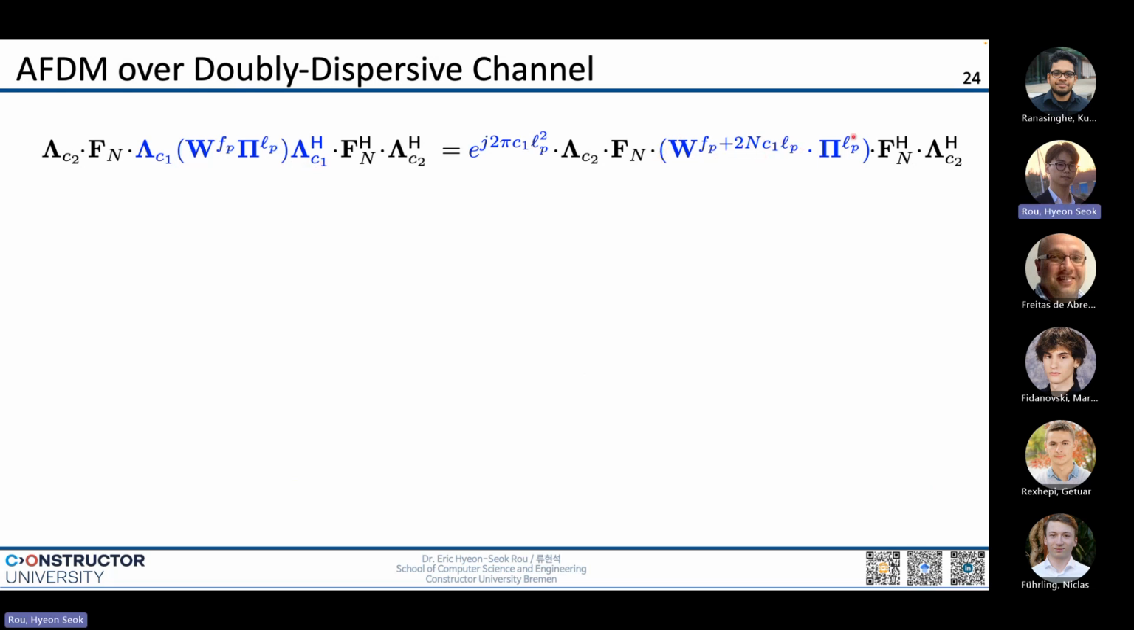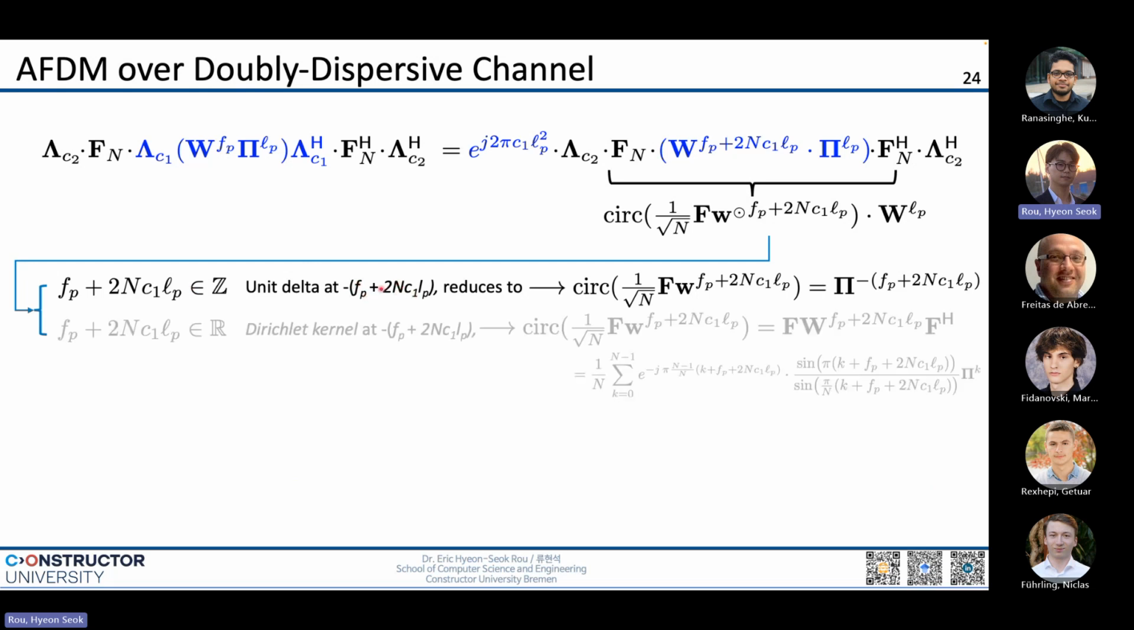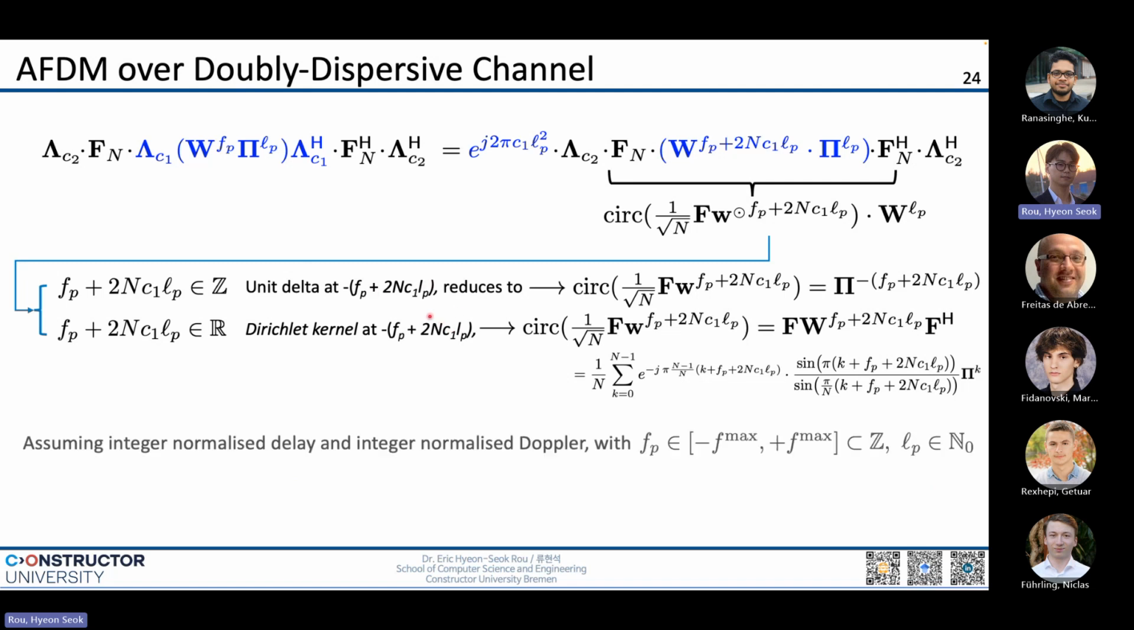And now we want to see the effect of the Fourier conjugation of this exact same thing, which is actually identical to what we saw with the OFDM case, except for this Doppler shearing. So now we have a unit delta for the integer case at minus f plus this shearing term, and the same for the fractional case with the fading leakages around the diagonal, which happens at this factor f of p plus 2n c1 of l p. So now this is dependent on both the delay and Doppler.